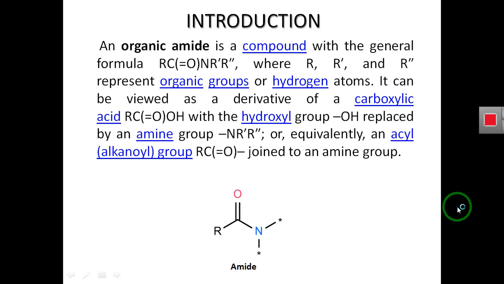And amides have the general formula RC double bond O N R' R''. So what is this formula indicating? This formula is indicating that amides have 3 R groups. We can see here in the general formula of amide, one R group is here, one would be here, that would be R', and one would be here, that will be R''. So this is the general formula or general structure of amide.